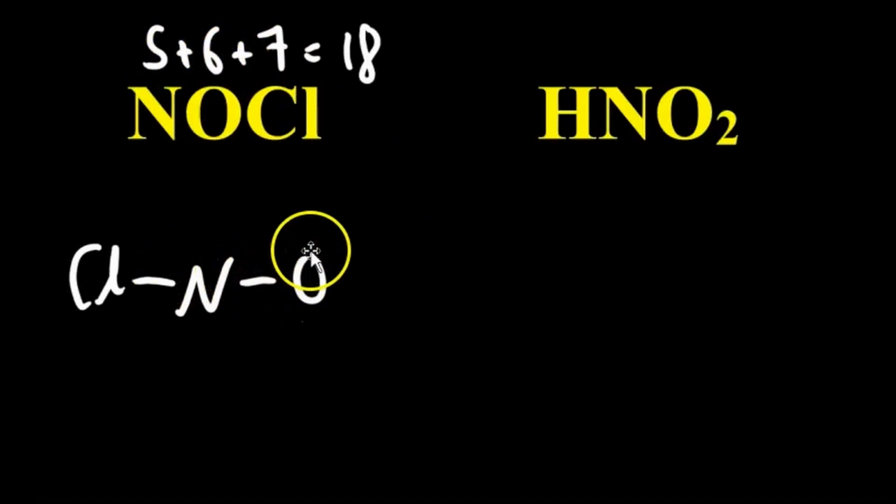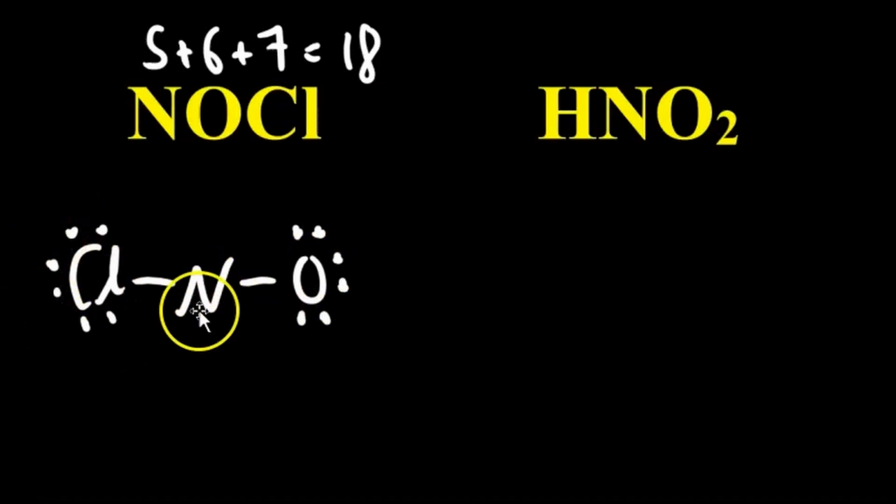And we're going to add those. First, I'll add them to oxygen because it's more electronegative: 1, 2, 3, 4, 5, 6, 7, 8, 9, 10. We now have a complete octet with oxygen. 11, 12, 13, 14, 15, 16. We now have a complete octet with chlorine, 6 plus these 2 bonding electrons. So we need to add 2 more. We'll add them to the nitrogen like that.